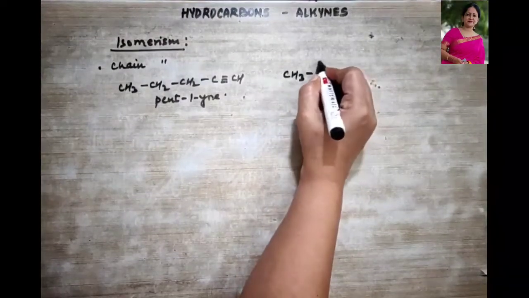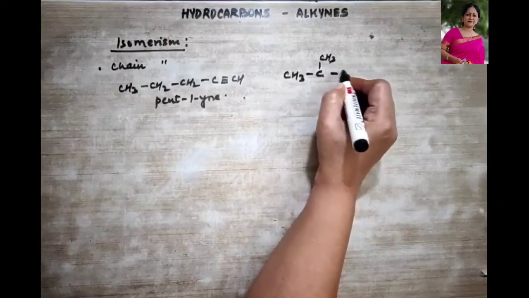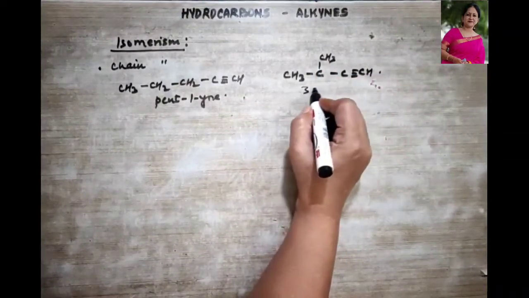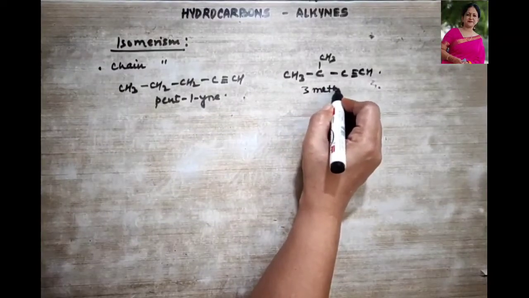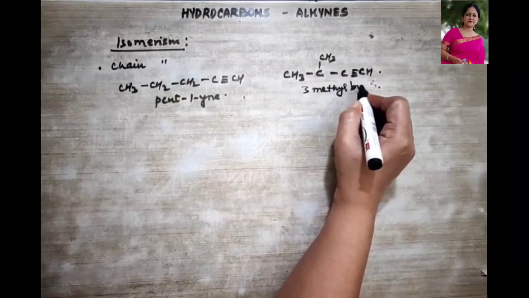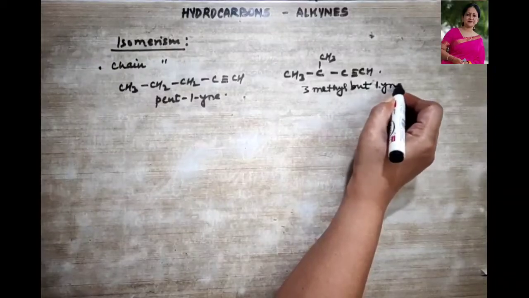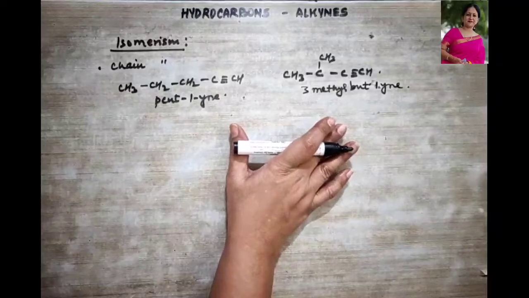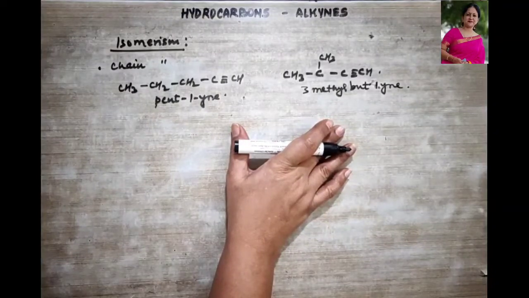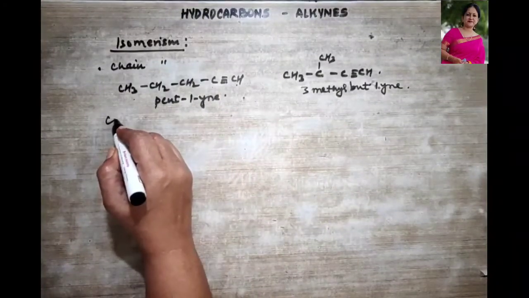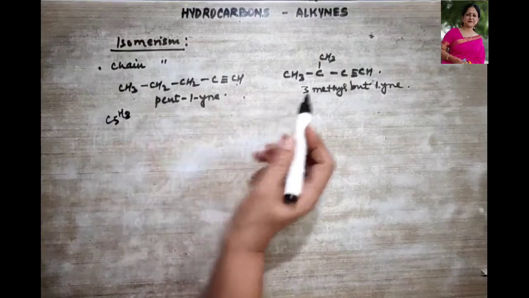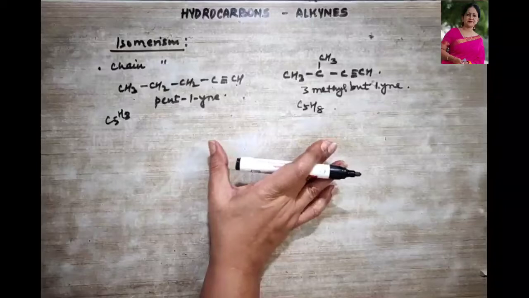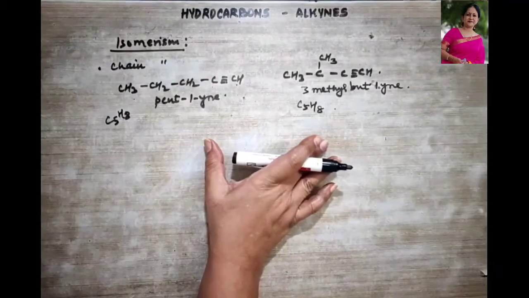And in place of this I can also show you CH3, CH, CH3, C triple bond CH. What is this? This is 3-methylbut-1-yne, right? So what do they show? They show chain isomerism. Is that clear? This is C5H8 and this is also C5H8, okay, so they show chain isomers.